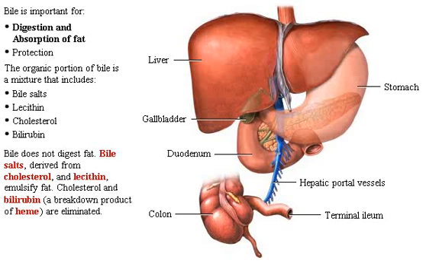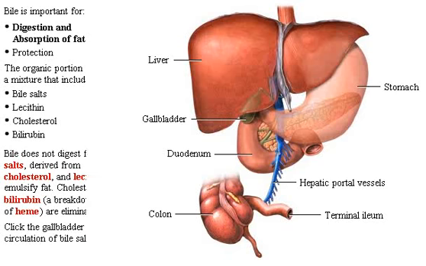Both bile salts, which are derived from cholesterol, and lecithin emulsify fat. They keep fat droplets from coalescing, thus promoting enzymatic breakdown and absorption of fat. We will study digestion and absorption of fat in detail in the next topic. Cholesterol and bilirubin, a breakdown product of heme, are eliminated. Click the gallbladder to observe circulation of bile salts.